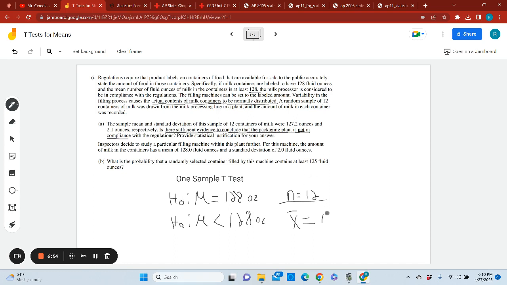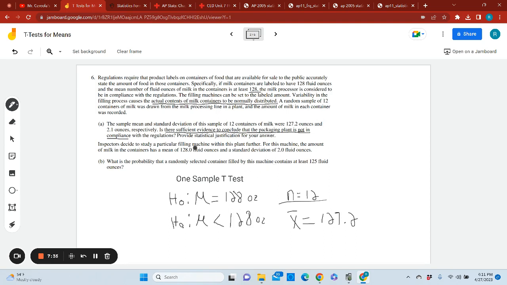Now, do we have some evidence that this company is out of compliance? Sure, we do have some evidence because we took a sample of 12 and we found out that the average of those 12 was only 127.2. That is less than the 128 that's required for me to be in compliance. So I have some evidence, right? But is it strong enough evidence? Or is it so close to the 128 ounces that we're supposed to be at that we can chalk it up to random chance for these 12 particular cartons of milk that we've sampled, and we don't have enough statistical evidence to disprove that the company is not filling the containers up enough.